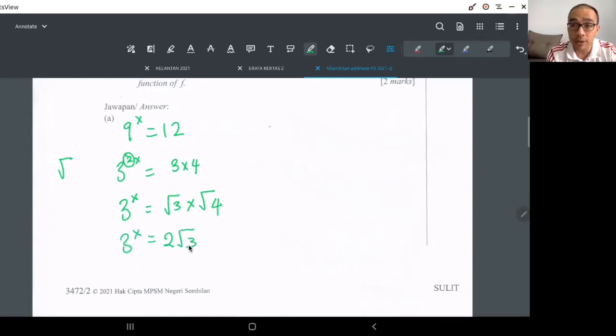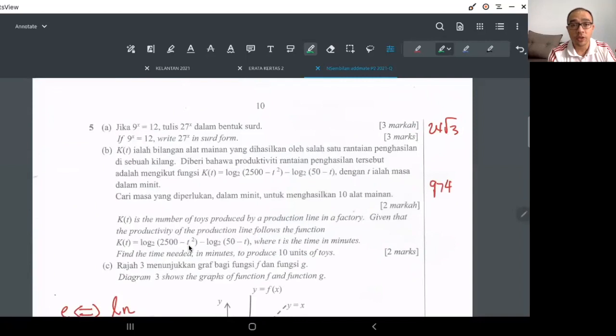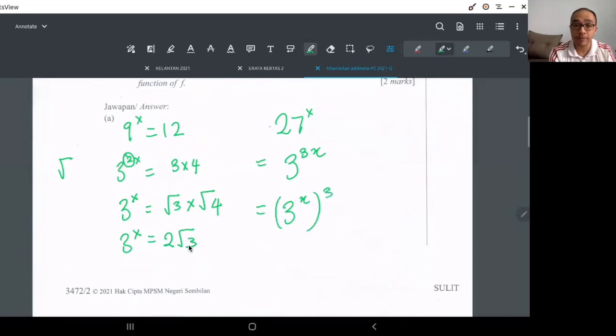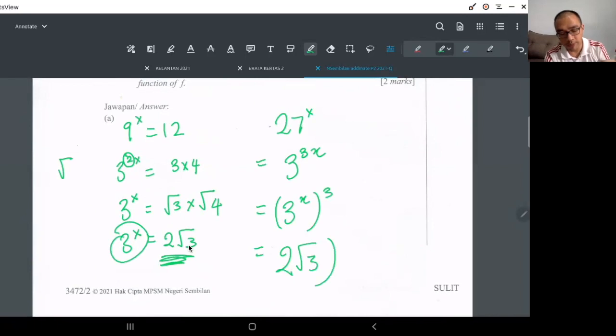Now, why is this important? Because the question asks for 27 to the power of x. 27 to the power of x is actually 3 to the power of 3x. And I can take out the 3 to the power of x, so 3 to the power of x, the whole thing, to the power of 3. And I know that 3 to the power of x is 2 square root 3. So 2 square root 3, the whole thing to the power of 3.